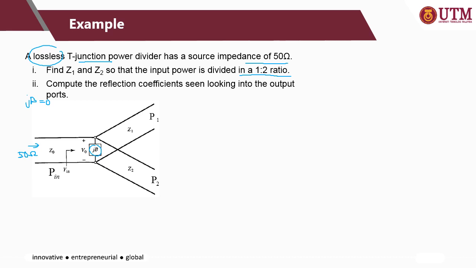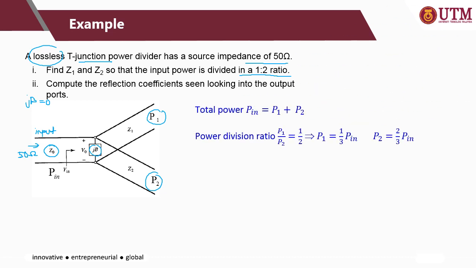Okay, meaning that this power divider doesn't provide equal power division to port 1 and port 2. So this is the input port, and the output ports are port 1 and port 2. In order to get Z1 and Z2, we only know the impedance at the input line, Z0 equal to 50 ohm. So we need to consider the information that we have in terms of the power division. Alright, so the total power given, Pin, we know that the power divider will divide the power to the output ports, port 1 and port 2.